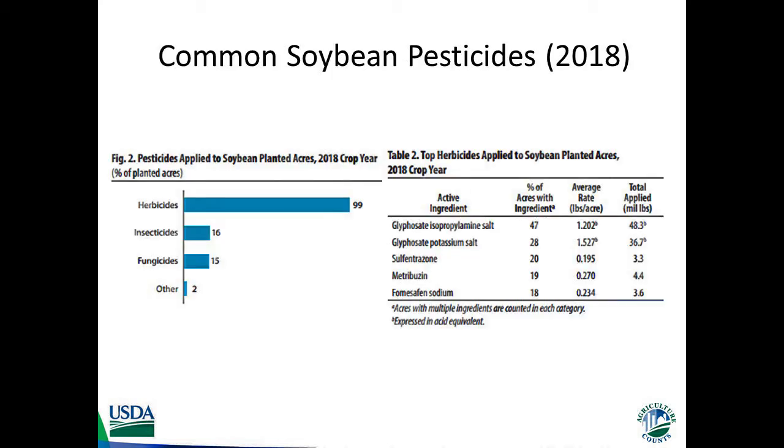The table and graph included on this slide show the most common pesticides applied to soybean planted acres in 2018, the last time this survey was conducted for soybeans. Herbicides were used most extensively, applied to 99% of planted acres. Insecticides were applied to 16% and fungicides to 15%. Among herbicides, glyphosate isopropylamine salt was the most widely used active ingredient, applied to 47% of planted acres, followed by glyphosate potassium salt to 28% of planted acres.